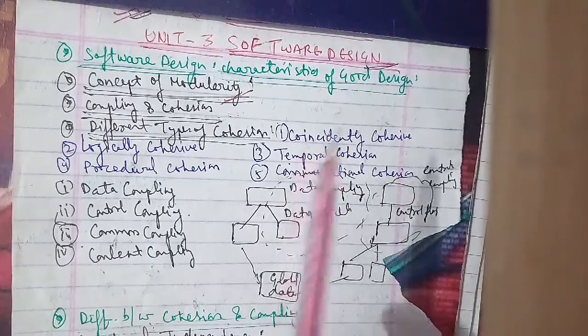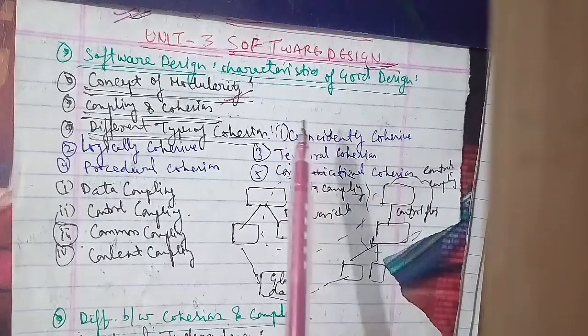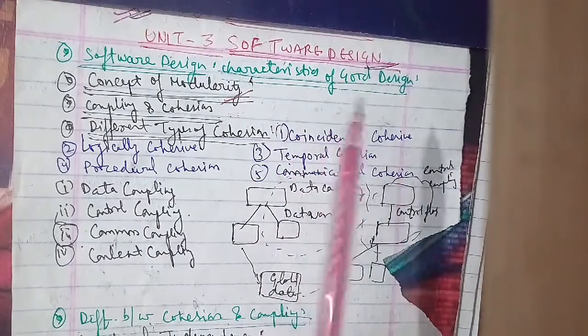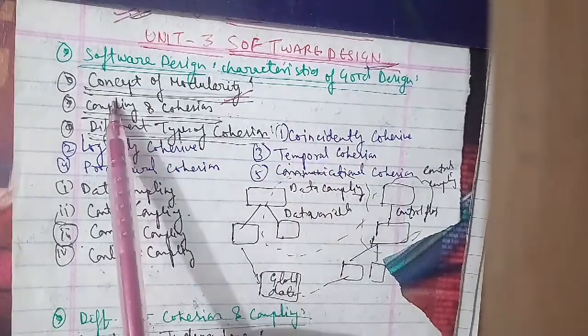But in terms of coupling, coupling is a measure of interconnections among the modules in a program structure. Low coupling is considered to be good in software design. With coupling, interface complexity is decided.